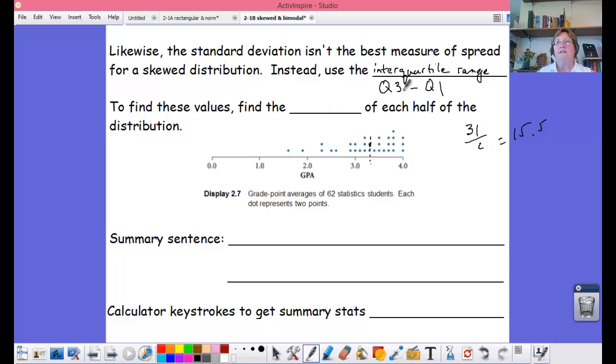To find the quartiles, you find the median of each half of the distribution. So now we've got 15 values down here. If we go for the 8th one, that'll put us right in the middle, because 15 divided by 2 is 7.5. So we look for the 8th dot. 1, 2, 3, 4, 5, 6, 7, 8. Here's Q1.